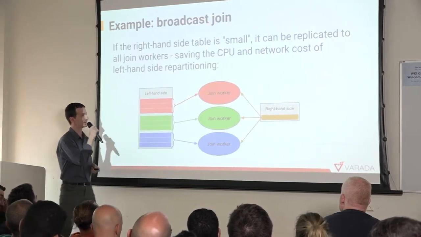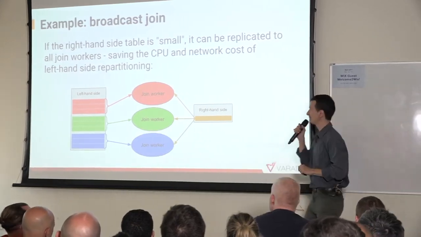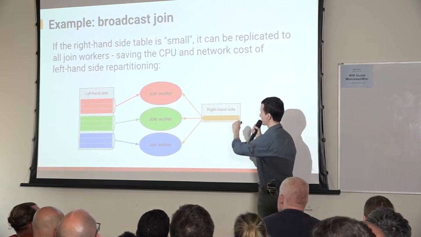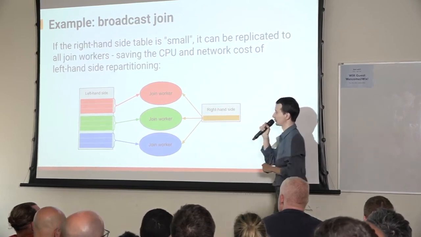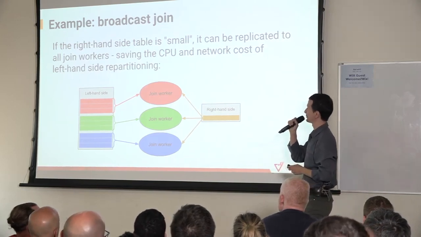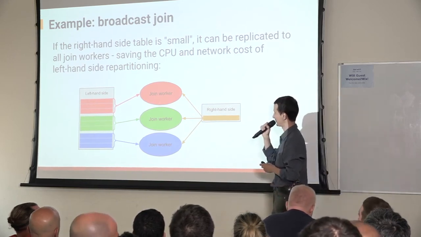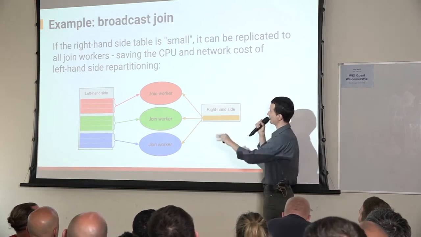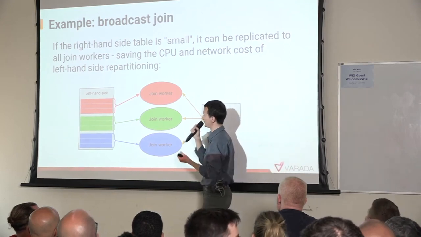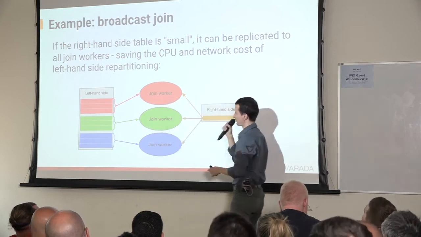Another trick you can use, if your right-hand side table is very, very small: instead of repartitioning both tables, you can just broadcast it, and this is called a broadcast join. It is a type of distribution type of the join. Instead of repartitioning, you broadcast the right-hand side to all join workers, and the main benefit is that you scan the splits of the left-hand side table sequentially without any repartitioning.